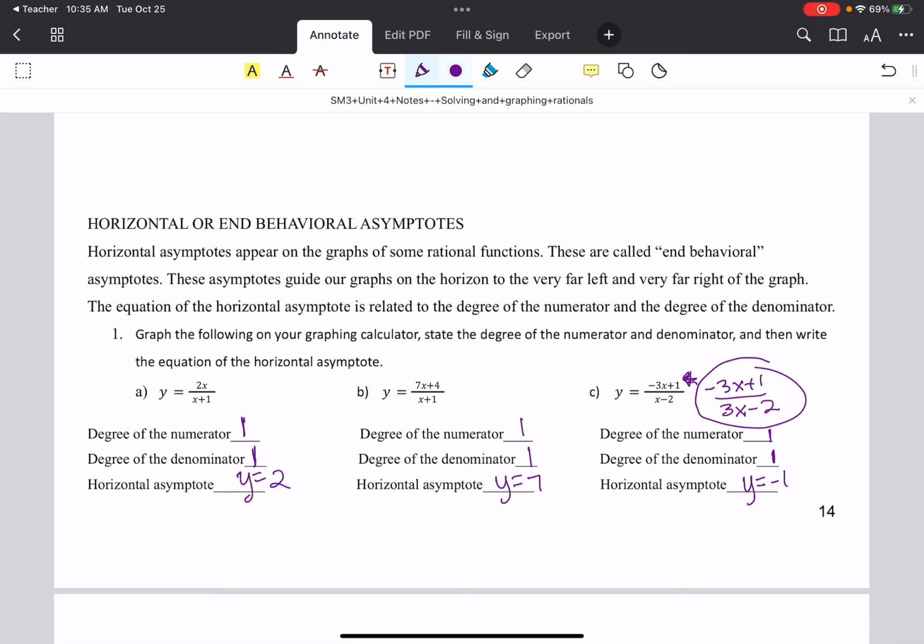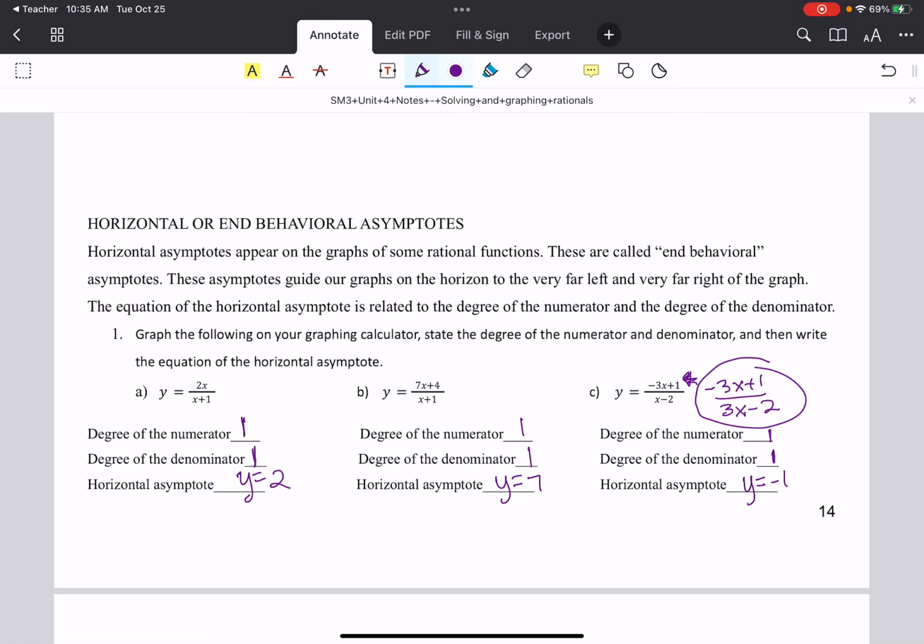Okay, we're gonna listen to Jacob. He figured out a pattern. Alright, so basically if you plug in like infinity, or I like to do 1,000 for any of these graphs, right? So for the first one, 2 times 1,000 is what? 2,000, and the bottom would be 1,001. But the 1 doesn't really do anything, so the horizontal asymptote is basically at 2.